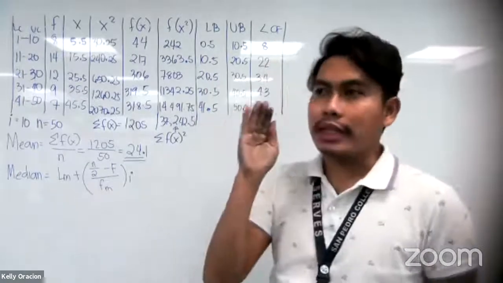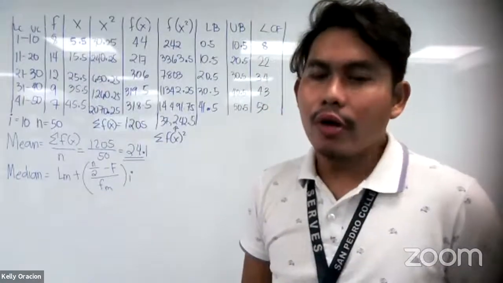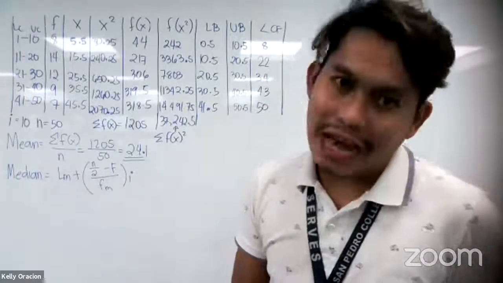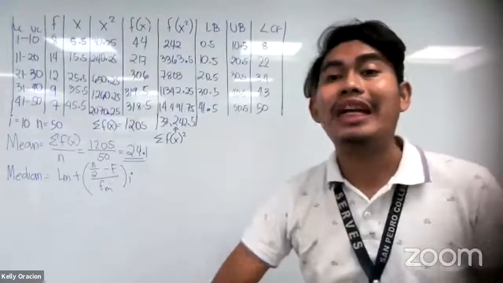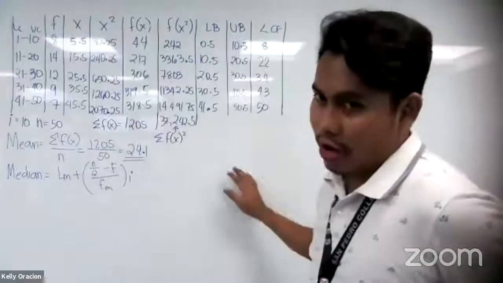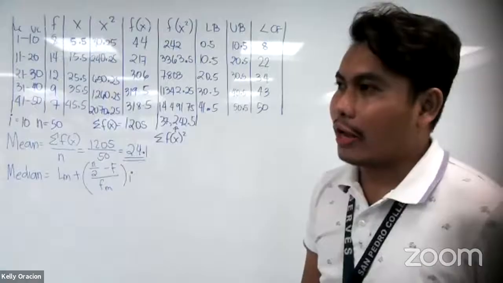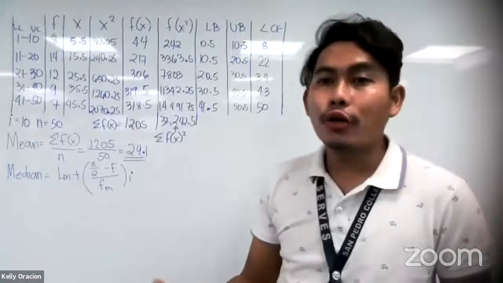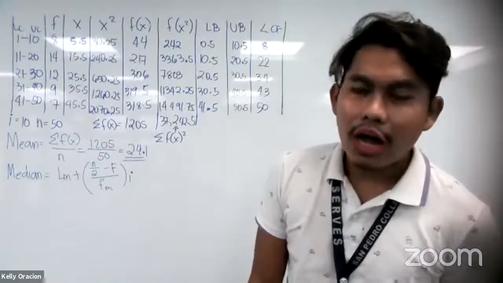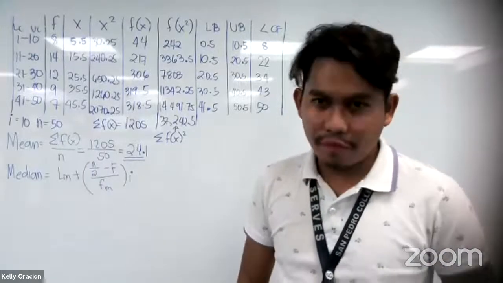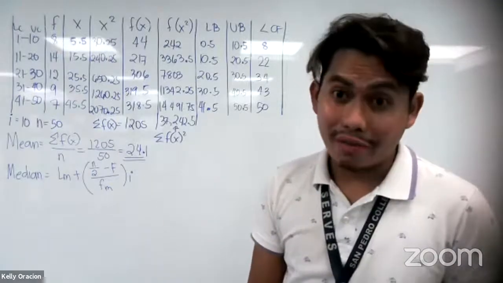So the first step that we are going to do to solve this median is to identify the median class. Saan dito na row ang median class? Or should I say, the median area? What is your n? Your n is 50. Ano yung half ng 50? 50 divided by 2, 25.